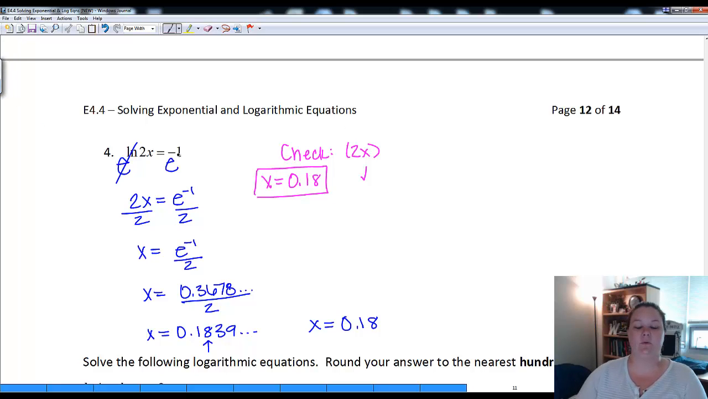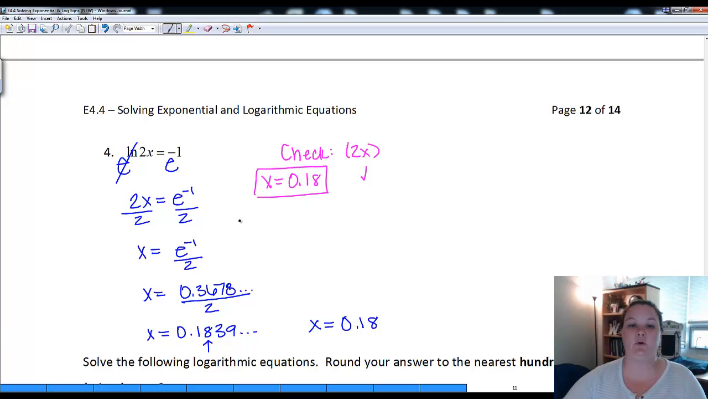For this one, we have natural log of 2x equals -1. To get rid of a natural log, that's a log base e, so I'm going to use exponential base e. I use exponential base e on the left to cancel that. Whatever I do on the left, I've got to do on the right. So I get e to the -1 on the right-hand side. Then all I have to do is divide off that 2 to get x by itself.